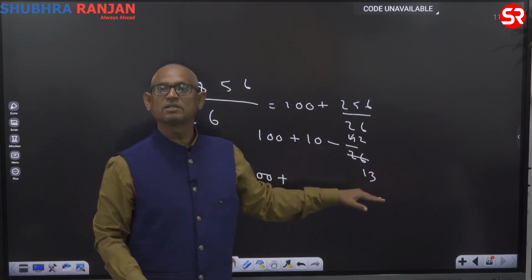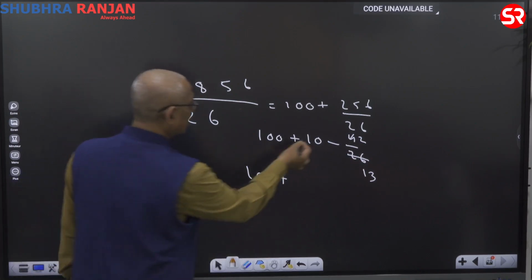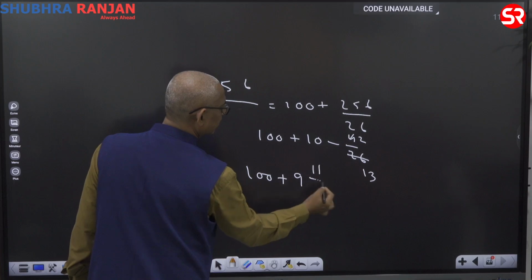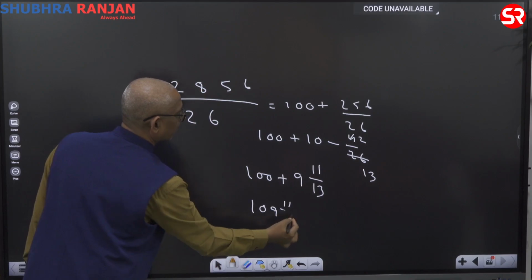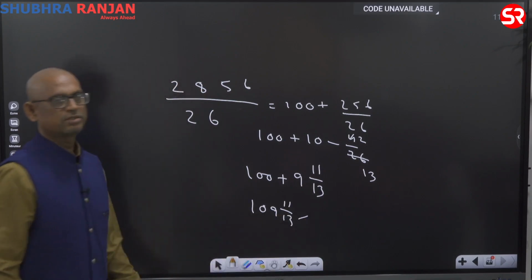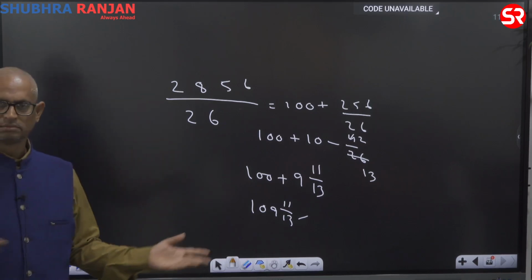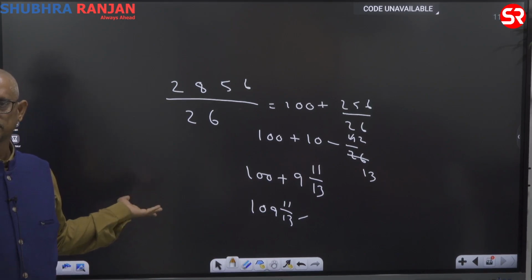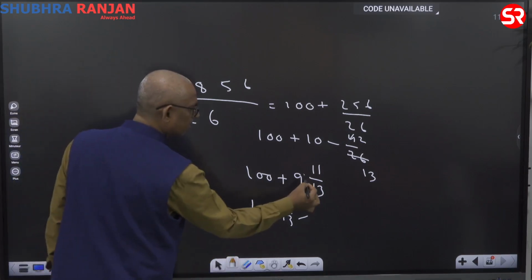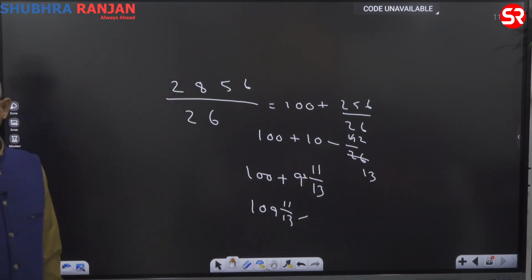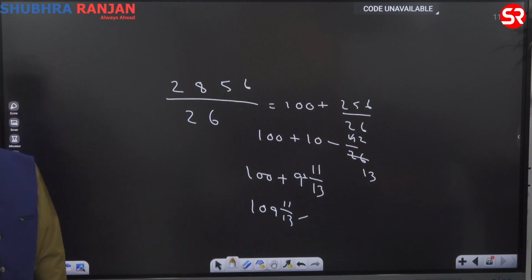What is the linked fraction of 2 by 13? 11 by 13. Can I write 9 11 by 13? Everyone? So the final answer is that. Any confusion? Anyone? 9 11 by 13 is nothing but 9 plus 11 by 13 only, right? So 100 plus 9 is what? 109, and 11 by 13. That's all.